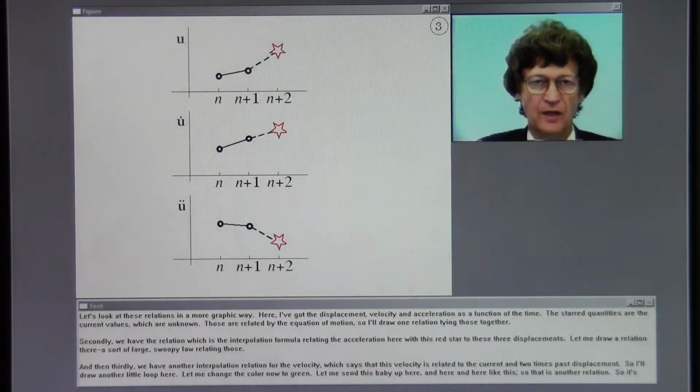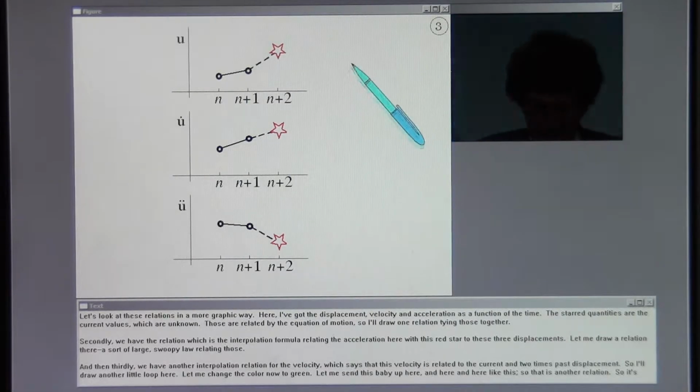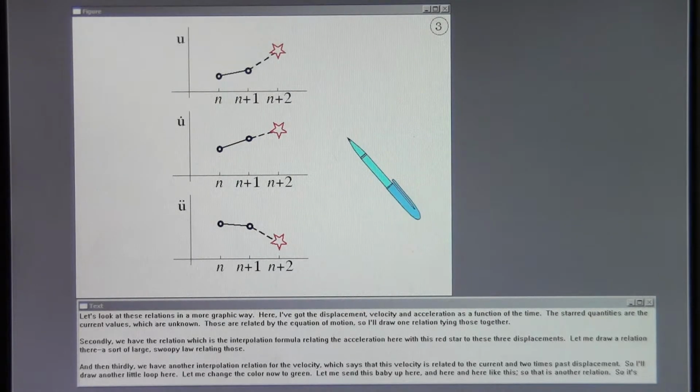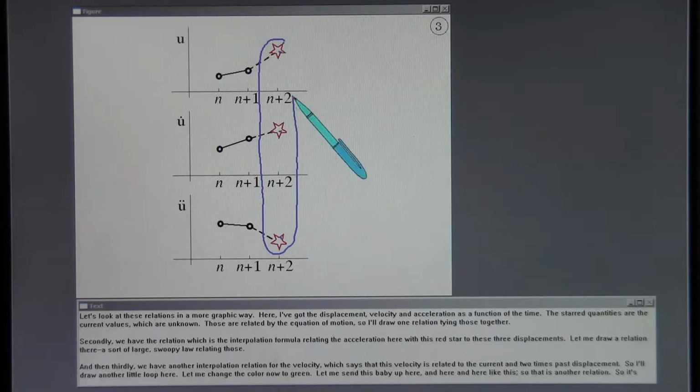Let's look at these relations in a more graphic way. Here I've got the displacement, velocity, and acceleration as a function of time. The starred quantities are the current values, which are unknown. Those are related by the equation of motion. So I'll draw one relation tying those together.